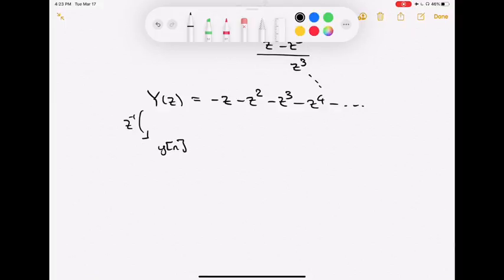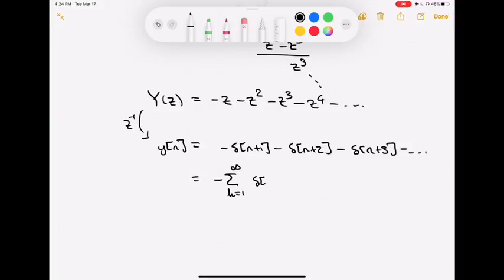y of n is equal to then what? z is just z to the 1. That's a delta shifted, not 1 to the right, but 1 to the left. So I'm going to have a delta n plus 1 term, with a weighting factor of minus 1 up front. The next one's going to be a minus delta n plus 2. The next one's going to be a minus delta n plus 3. And I can keep going on forever. I could write this in compact style as a sum: sum from k equaling 1 to infinity, minus sign out front, delta n plus k.